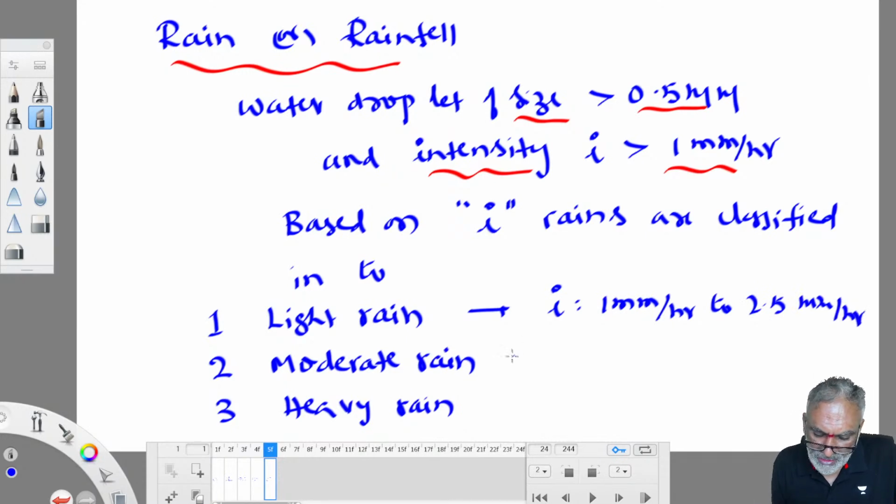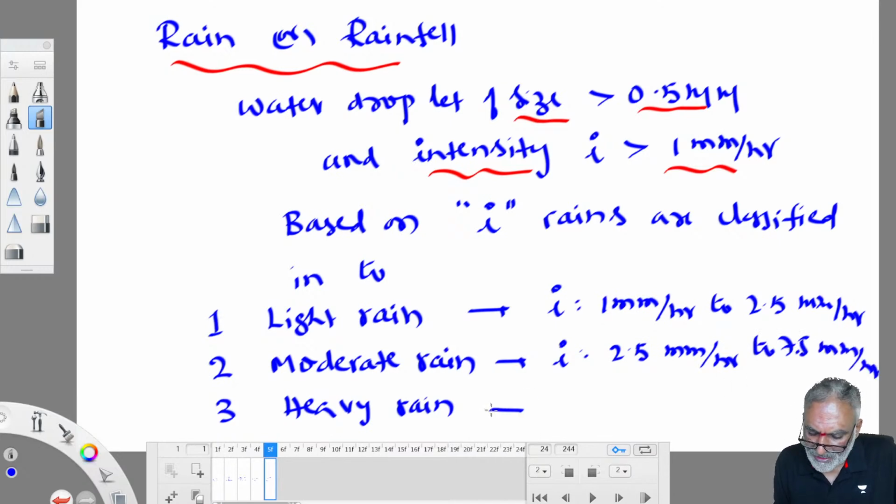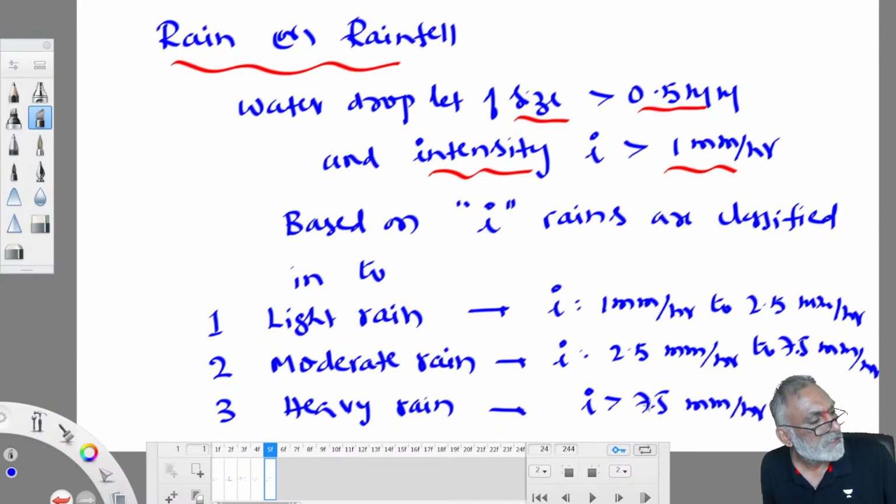It is called light rain. When intensity is between 2.5 mm per hour to 7.5 mm per hour, it is called moderate rain. When intensity of rainfall is greater than 7.5 mm per hour, then it is called heavy rain. So based on intensity, we can classify these rains into 3 categories.